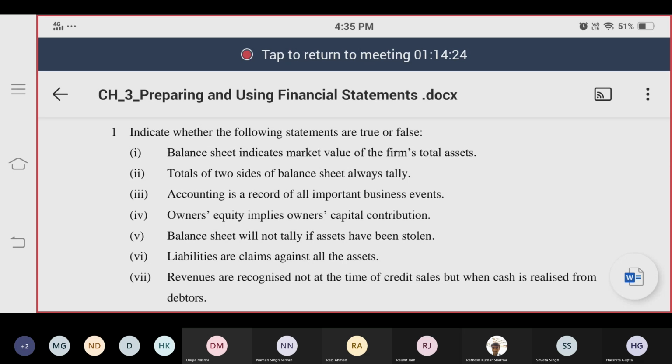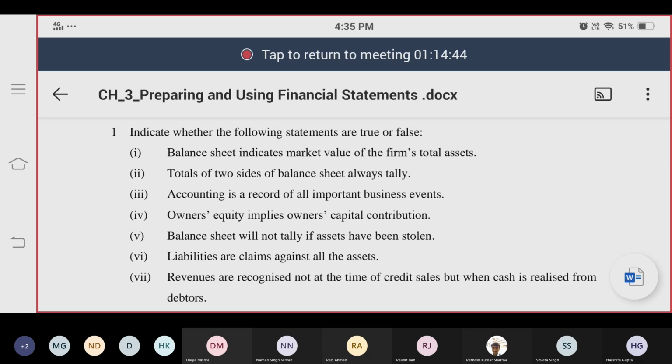Because if you have spent 1 lakh rupees to buy a piece of land 10 years ago, it does not matter if that same piece of land is worth 1 crore today. To give a true and fair picture of the company's books, you will show the exact amount that you had spent as a company to buy that asset. So always shown at cost.